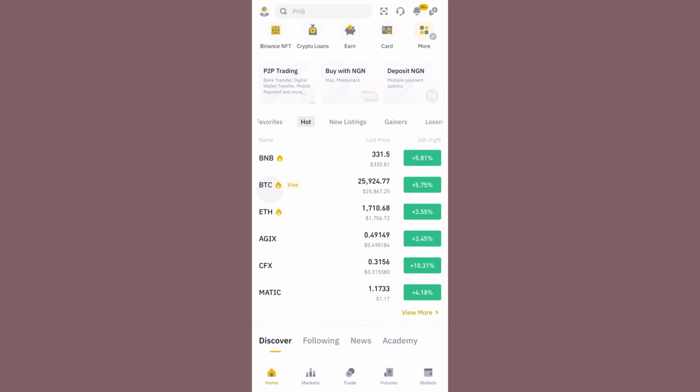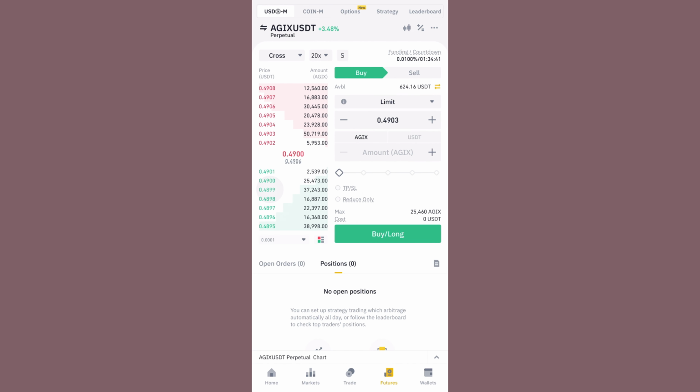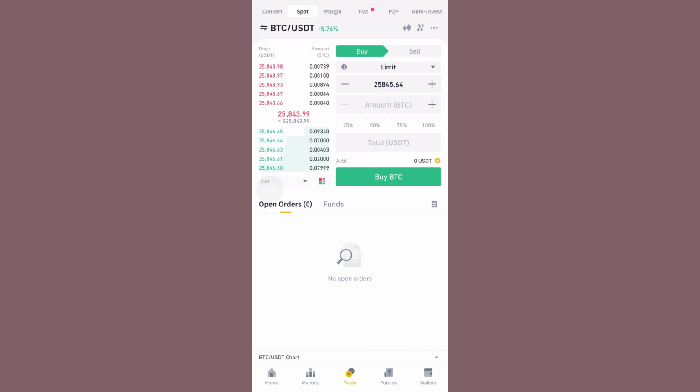Below the screen you would see home, markets, trades, futures and wallet. The first thing you would have to do is make sure you deposit USDT in your account. You would have to buy USDT with your Naira or any local currency you are using. I previously made a video about how to use Binance P2P. You can also check the description box as I am going to be dropping the link there.